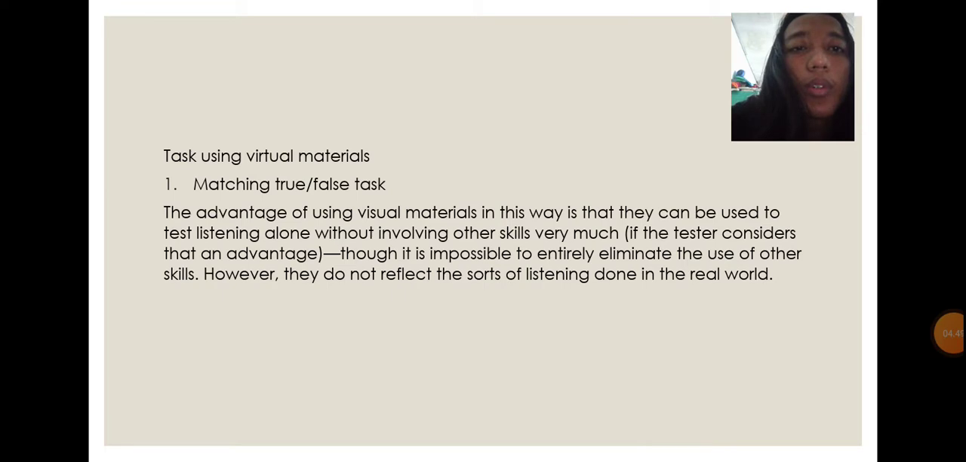Tests using visual materials. Number 1, matching true or false types. The advantage of using visual materials in this way is that they can be used to test listening alone without involving other skills very much, if the tester considers that an advantage, though it is impossible to entirely eliminate the use of other skills. However, they do not reflect the sort of listening done in the real world.